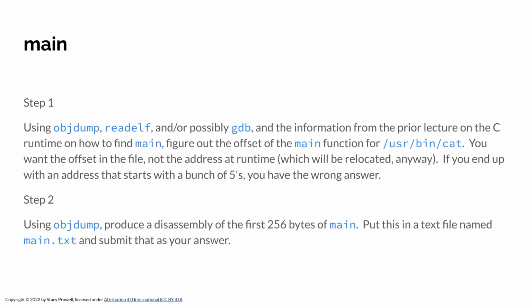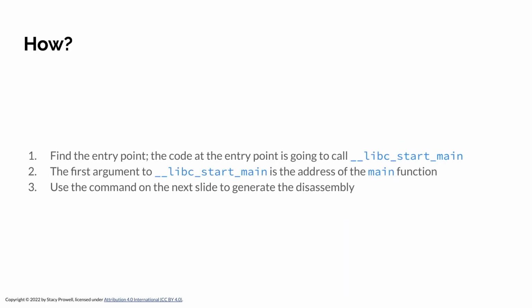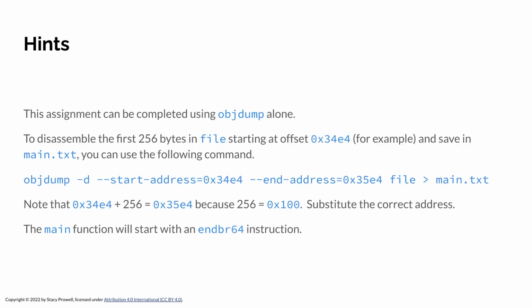Homework. The homework is to go and find main in /usr/bin/cat. Use the information from some prior lectures where we talked about how main gets invoked to find the address of it, then produce a disassembly of the first 256 bytes of main and turn that in. Go look for where __libc_start_main is called. Here's how you can disassemble the first 256 bytes at a given address. There you go.